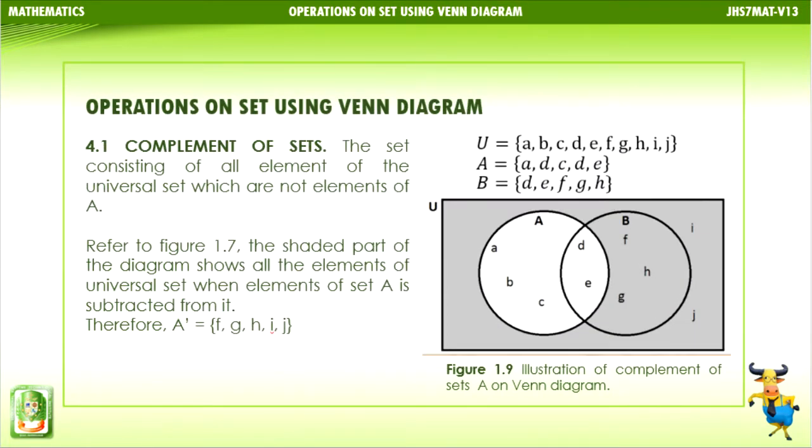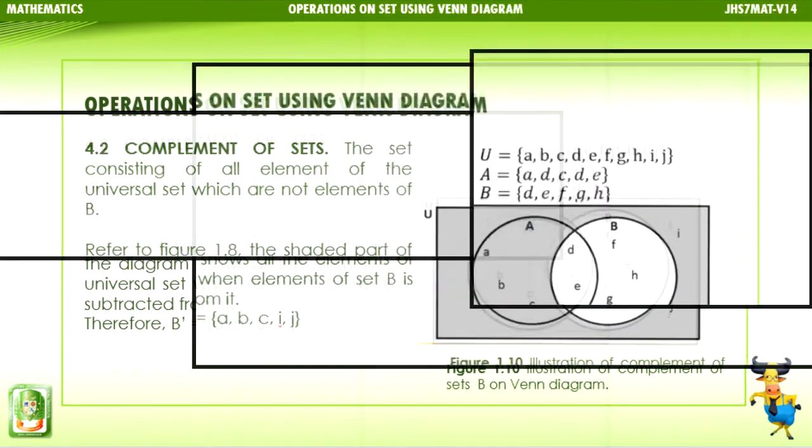4.1 Complement of sets. The set consisting of all elements of the universal set which are not elements of A. Refer to figure 1.9. The shaded part of the diagram shows all the elements of the universal set when the elements of set A are subtracted from it. Therefore, A complement is a set containing elements F, G, H, I, and J.